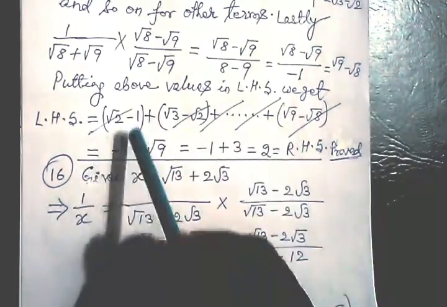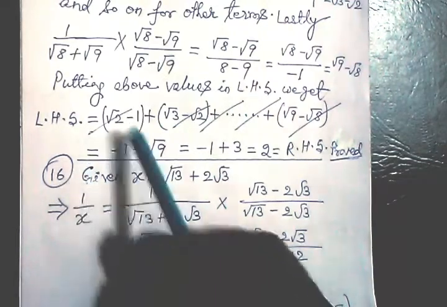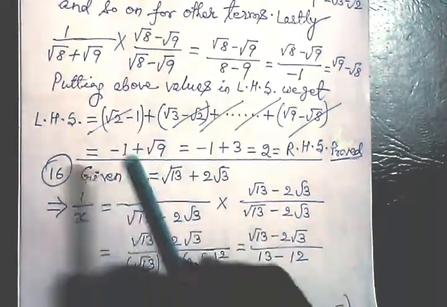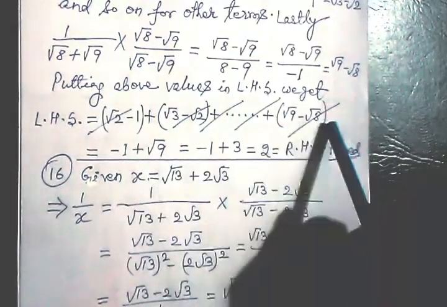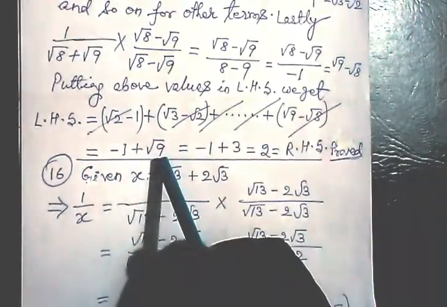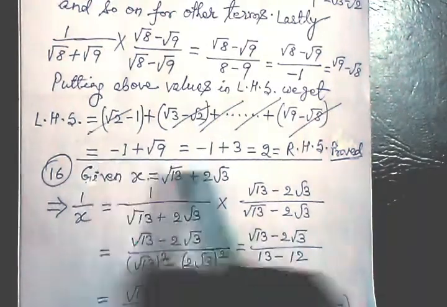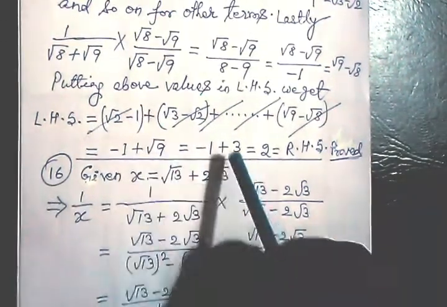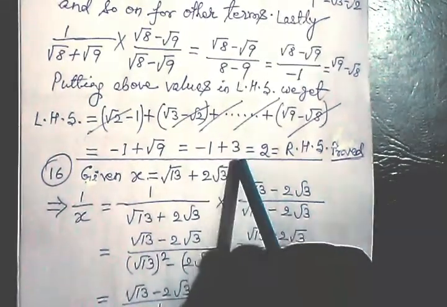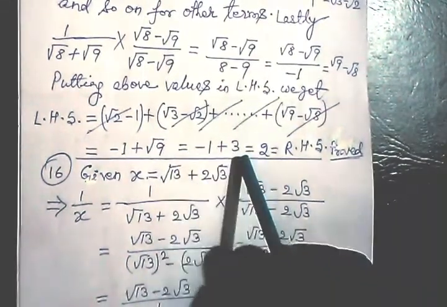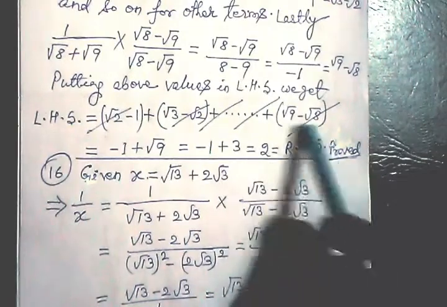So from the starting, you see it is minus 1. In the first bracket what is left? Minus 1, and in the last bracket it is plus root 9. Obviously it will give you minus 1, and for this root 9 you will get 3. So minus 1 plus 3 equal to 2. So that is the RHS.